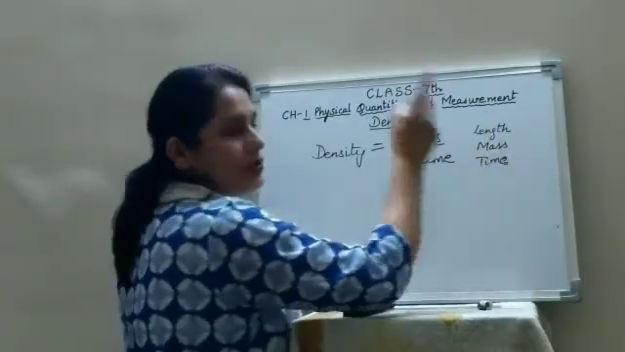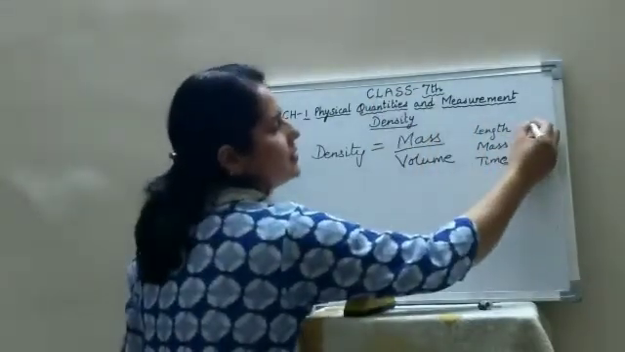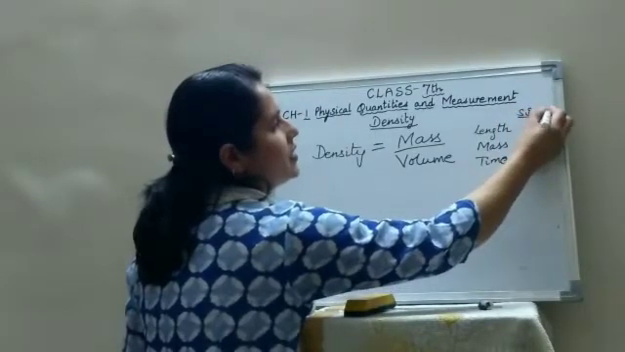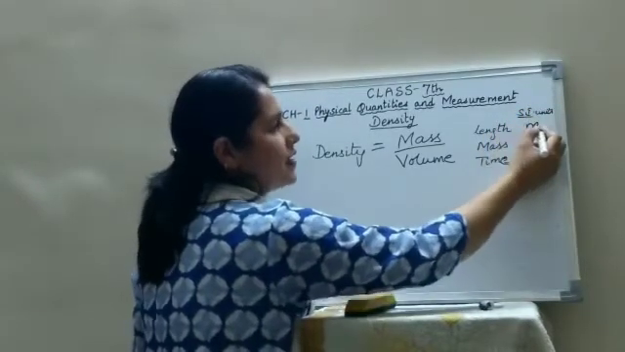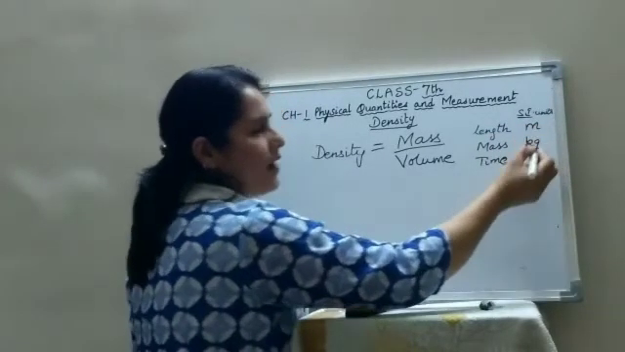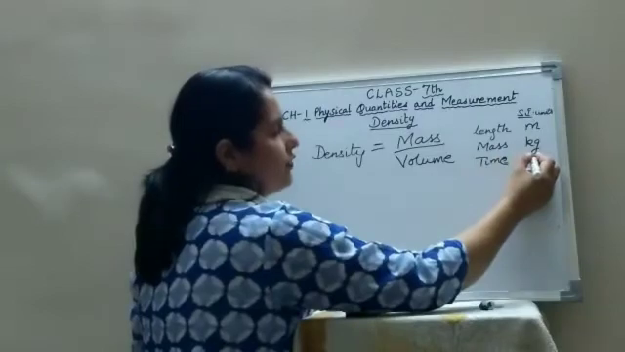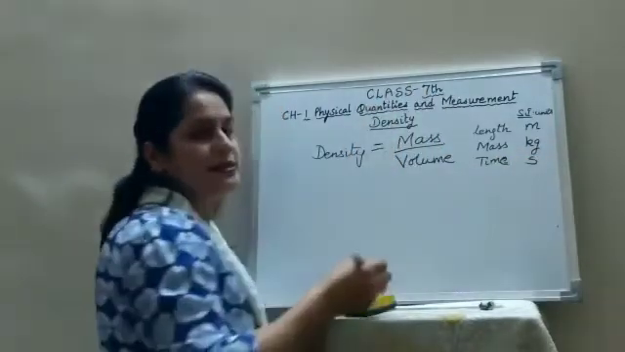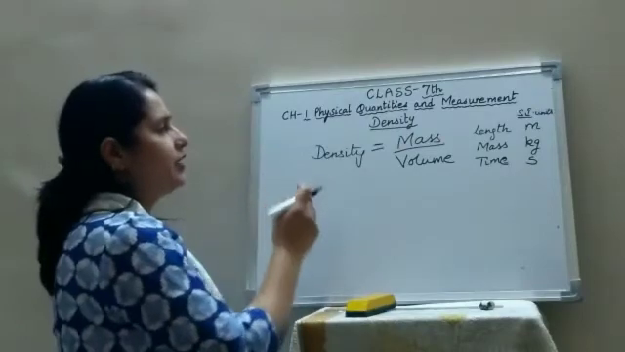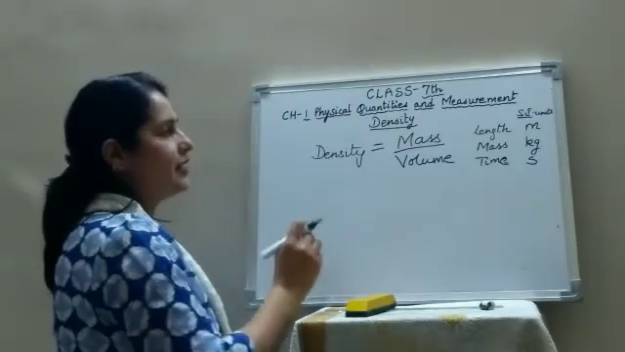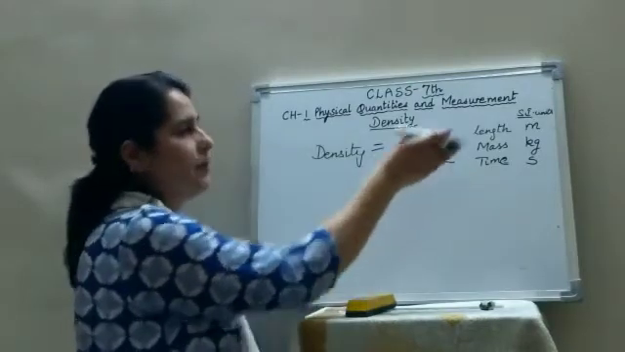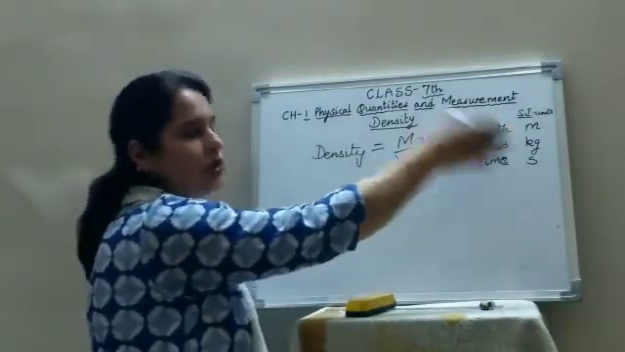And the standard unit of length is taken as meter. The standard unit of mass is taken as kilogram. And the standard unit of time is taken as second. And these physical quantities like density, volume, these are called derived units which depend on these fundamental units.